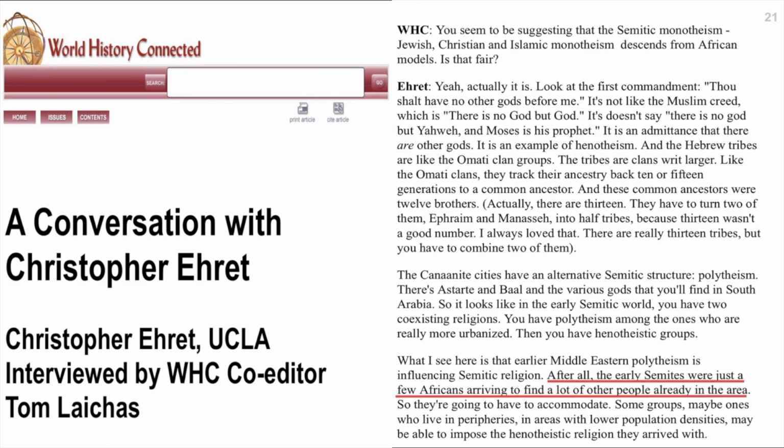And this is from a conversation with Christopher Ehret, and it reads, after all, the early Semites were just a few Africans arriving to find a lot of other people already in the area.